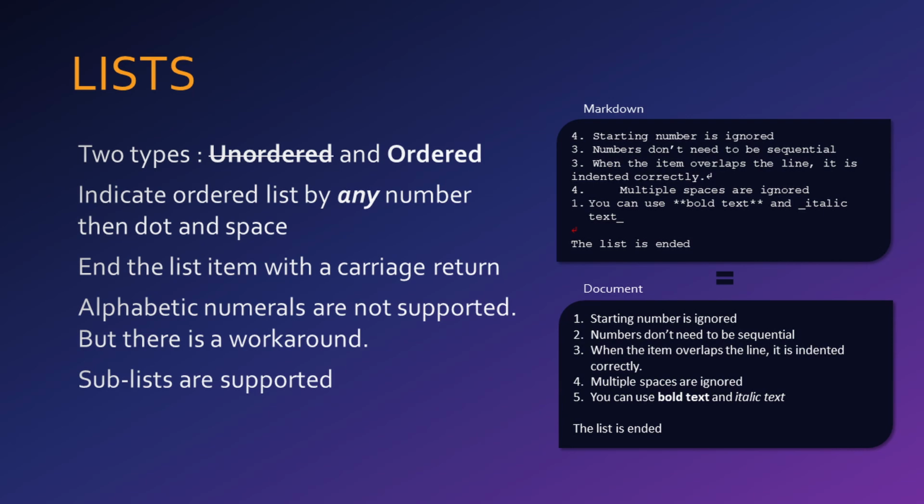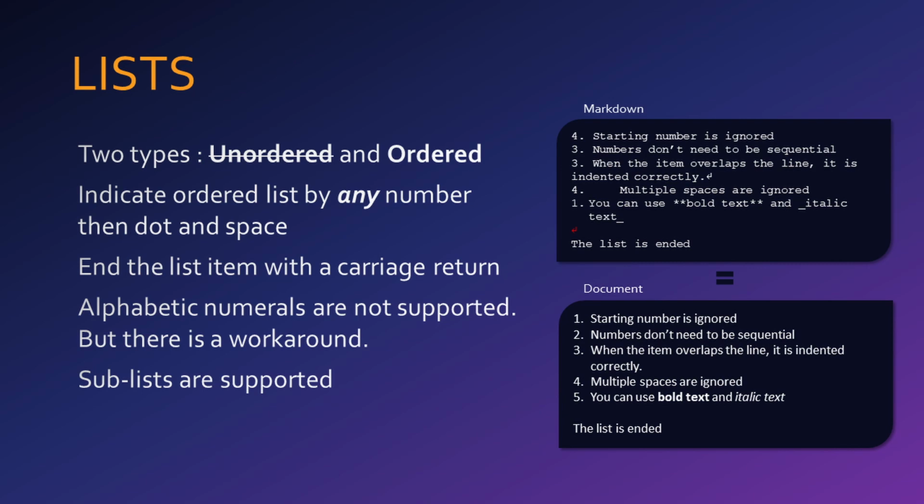Note that any numbers can be used, since the Markdown processor will automatically start with 1 and then continue incrementing until the last item. You must indicate that the list has ended by typing an additional carriage return, which I've highlighted in red in the example. You can also make the entire list item, or individual words, bold or italic as I've shown in the example.